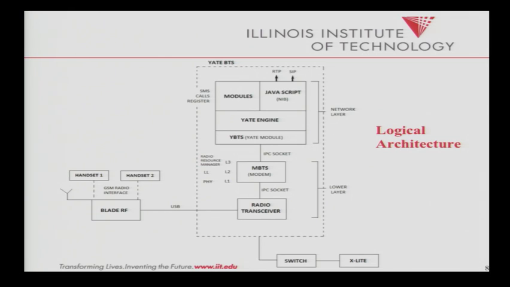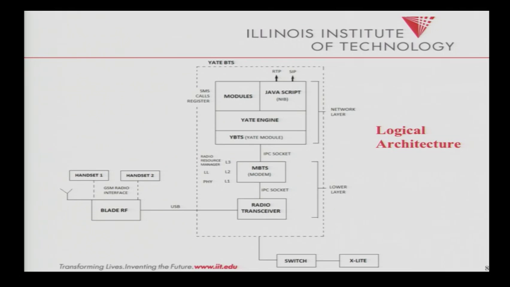The MBTS acts as our modem. It converts analog signal to digital signal. It also acts as a radio resource manager. So it allocates and assigns channels between handsets and the network. So once the radio channel is established, the frames are then sent to the YBTS.